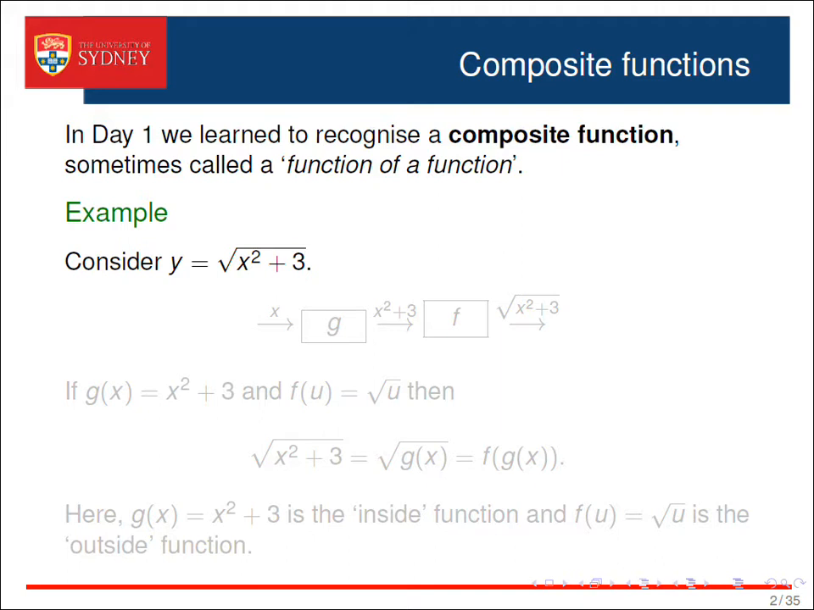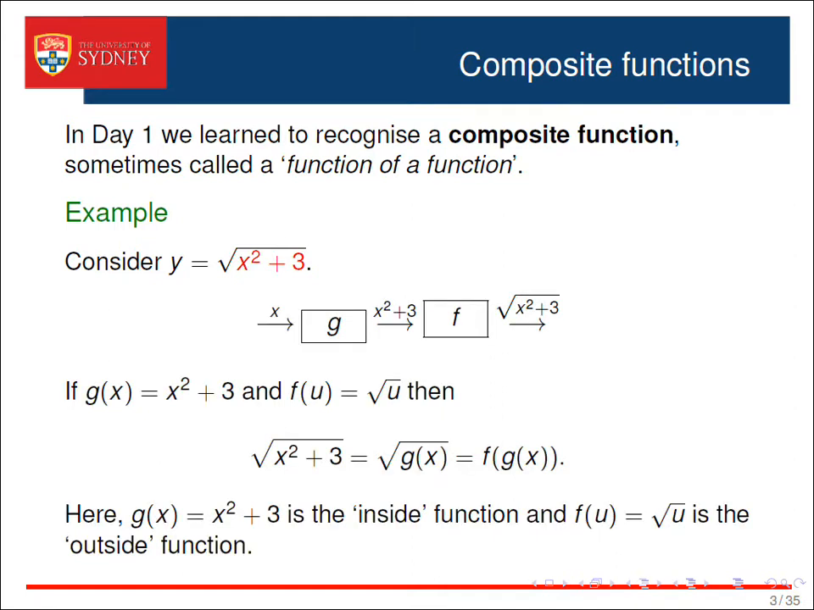In day 1, we revised the notion of a composite function, sometimes called a function of a function. For instance, consider the function y equals the square root of x squared plus 3. Observe that x squared plus 3, a function in its own right, is nested within the function that square roots everything. Therefore, x squared plus 3 is the inside function of the composite function, and the square root function is the outside function.